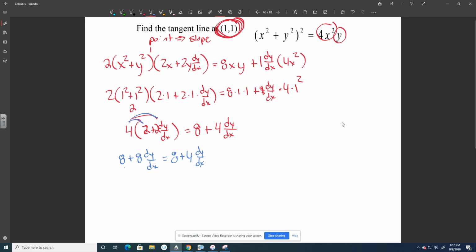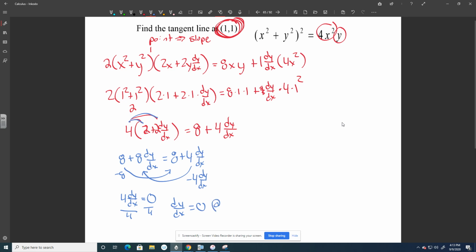So let's move this 8 over to this side, and I'm going to move the plus 4 dy/dx over to this side, which means I need to minus 4 dy/dx. And I need to minus 8 from both sides. So 8 dy/dx minus 4 dy/dx is just 4 dy/dx. And that's equal to 8 minus 8, which is just 0. So all that work to find out that when I divide by 4, my derivative at that point, my slope, is just 0. That was a lot of work.